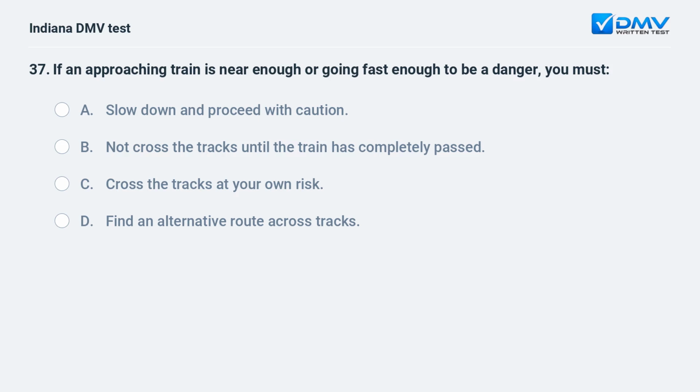If an approaching train is near enough or going fast enough to be a danger, you must A. Slow down and proceed with caution. B. Not cross the tracks until the train has completely passed. C. Cross the tracks at your own risk. D. Find an alternative route across tracks.